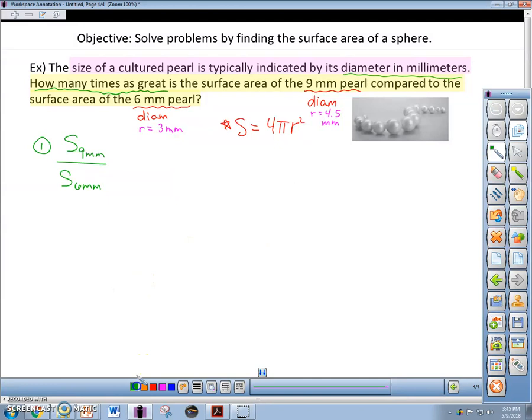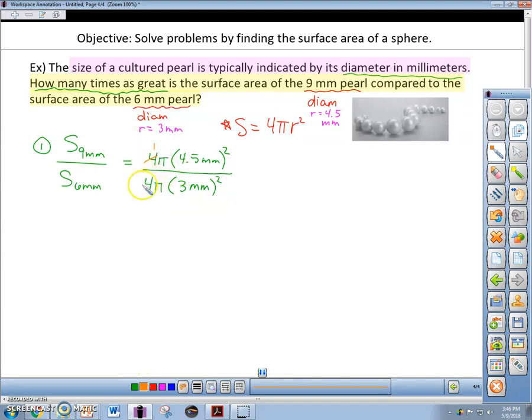All right, so looking at this, we're now looking at this being equal to 4 times pi times the radius of the 9 millimeter pearl, which is 4.5 millimeters, quantity squared, divided by the 4 times pi times the radius of the 3 millimeter radius, quantity squared. Now, mathematically, you should understand, because this is multiplication, that the 4 and the pi are factors in each of these calculations. And you can actually reduce them as common factors, and that actually simplifies your mathematics.